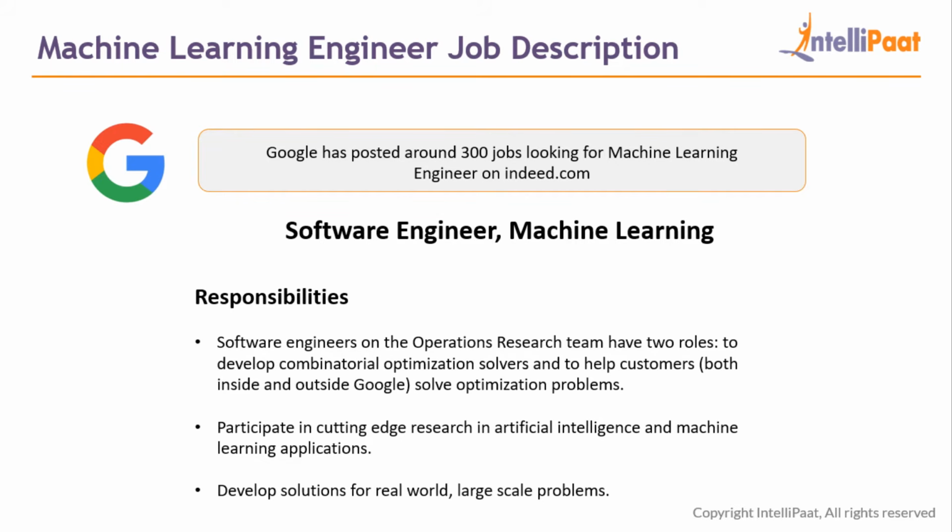So Google is hunting the optimization train because of their operations research team. And then participate in cutting edge research with respect to artificial intelligence and machine learning applications. Develop solutions for real world large scale problems. Guys, we're talking about Google, probably the world's biggest company, right? These guys are encouraging in their job responsibilities that they pretty much want you to go get into research, do more research with respect to artificial intelligence and machine learning as well.